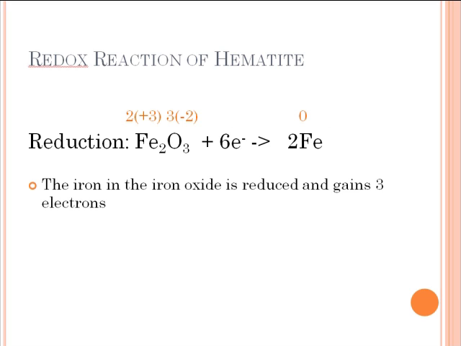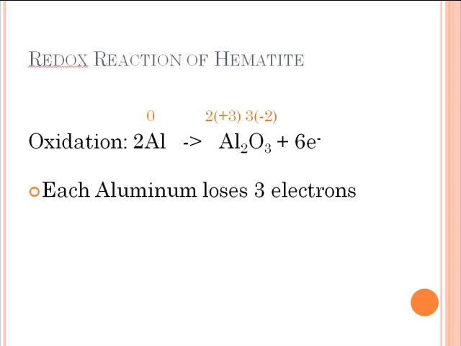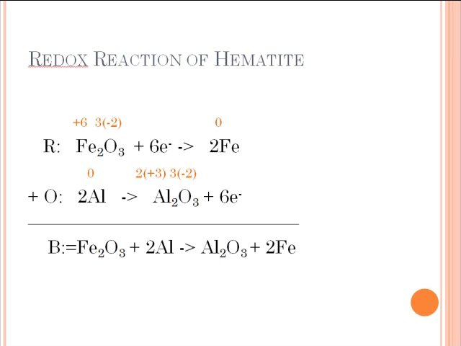The reduction half reaction for hematite is on the slide. In the oxidation half reaction, each aluminum loses 3 electrons. Here's the complete redox reaction for thermite.